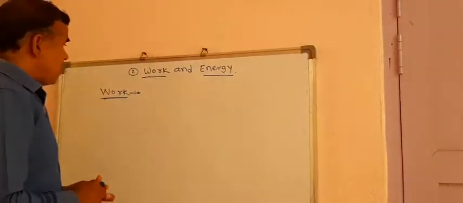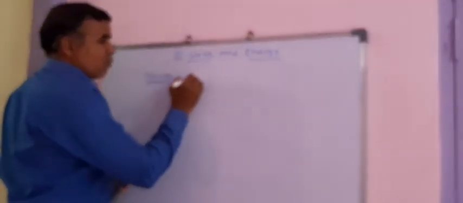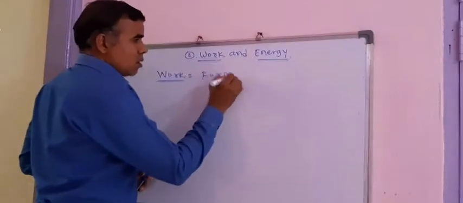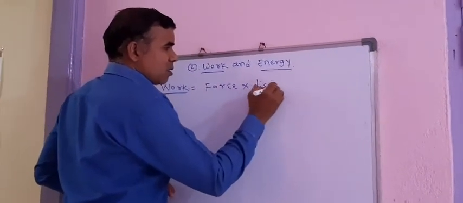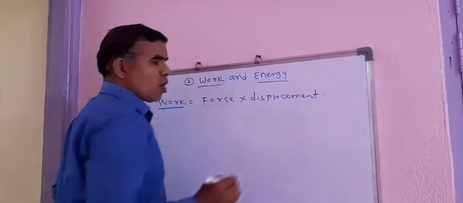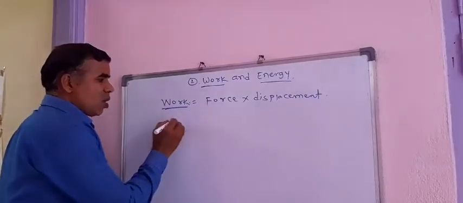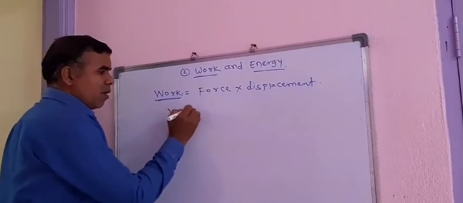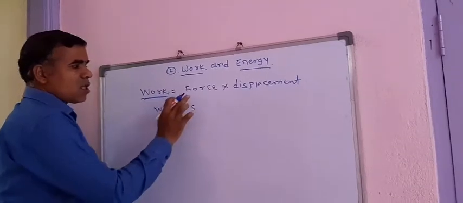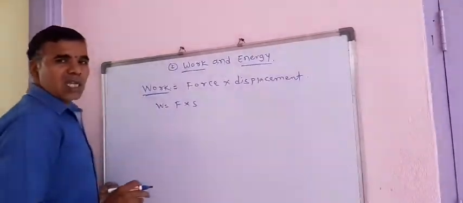The formula of work is equal to force multiplied by displacement. In short, W equals F into S. Force is denoted by the letter F, and displacement is denoted by the letter S.